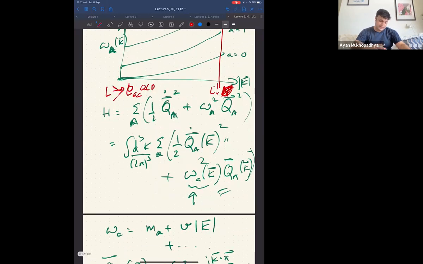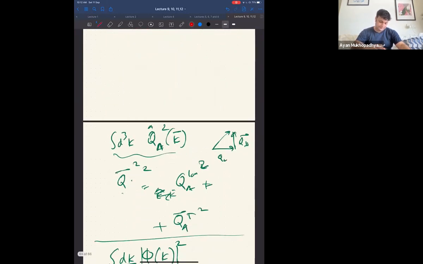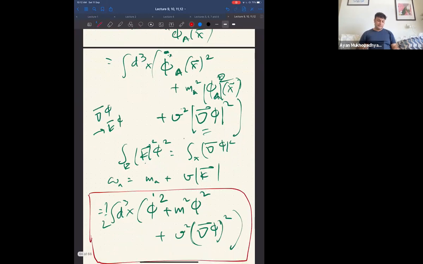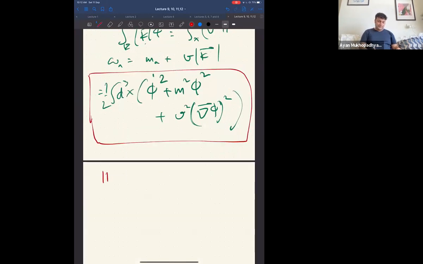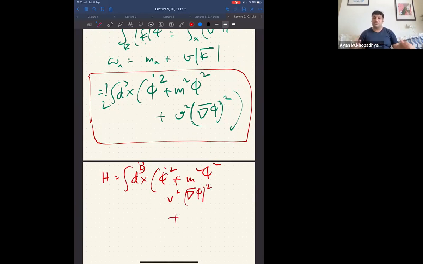But then you know that this cannot be enough, right? You should have some more corrections to that. In the integral d cube x there should be phi dot square plus omega square phi square plus v square grad phi square, right? And plus you also have interaction of normal modes, right? Normal modes can interact, and if you expand the potential and write it in terms of normal modes, that's what I was doing, right?